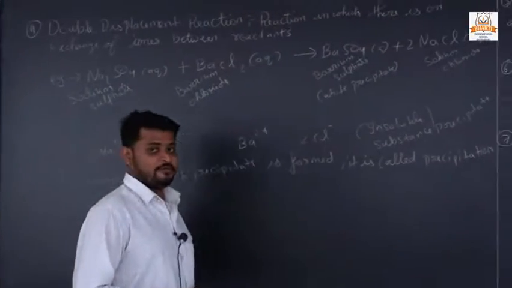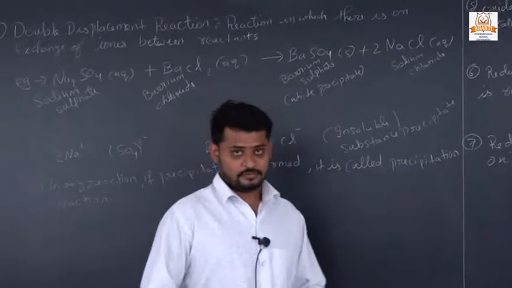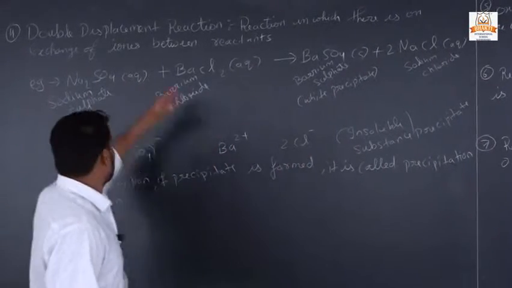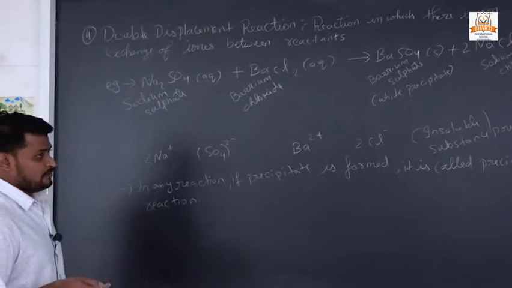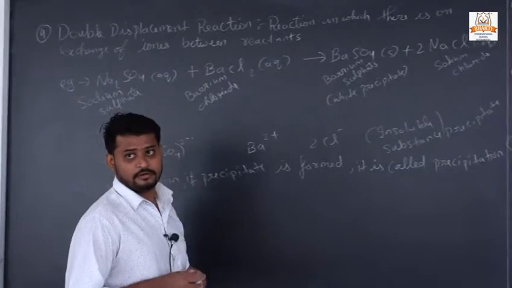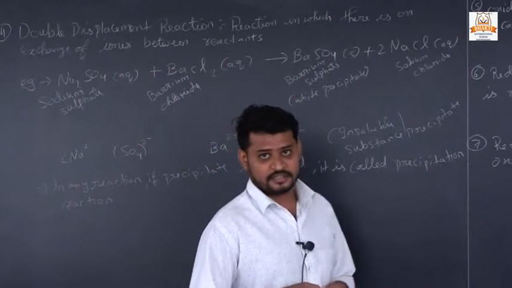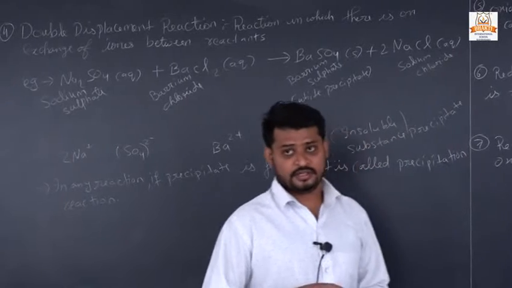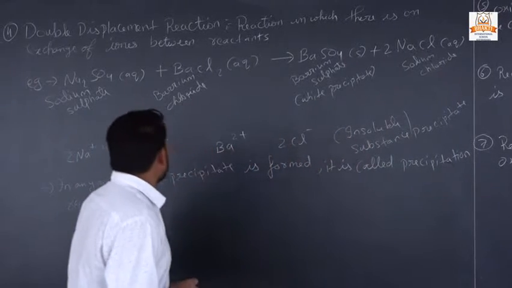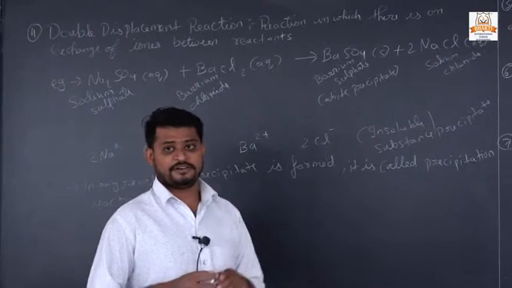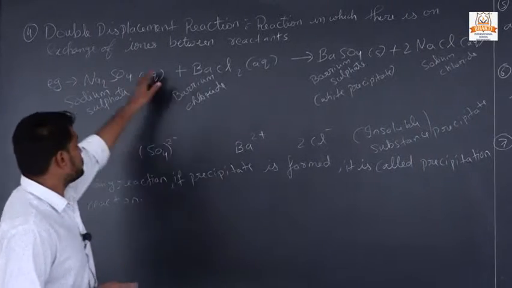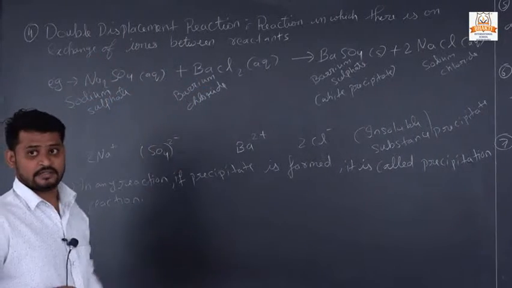Good morning, students. Today we will continue our topic, types of chemical reactions, and this is the fourth type, double displacement reaction. In the earlier videos we discussed combination reaction, decomposition reaction, and the third, displacement reaction, and the three kinds of displacement reaction. Now we are going to study double displacement reaction.